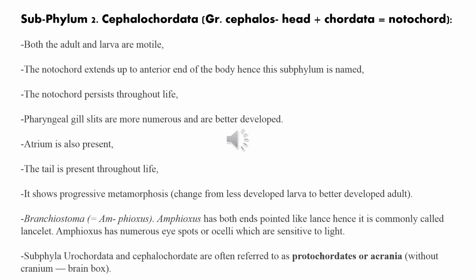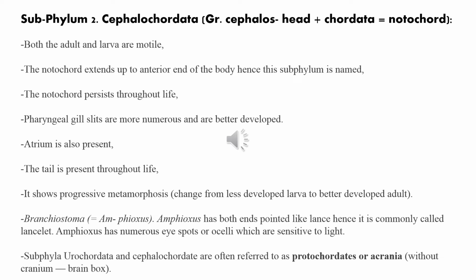Next is subphylum Cephalochordata. As the name indicates, cephalo means head. So in this case, the notochord extends from head to tail of the animal. The second important point where it differs from Urochordata is that in Cephalochordata, notochord is present in both larval as well as adult form. So in this case we have progressive metamorphosis rather than retrogressive, because the notochord persists to the adult and both adult and larval forms are motile.